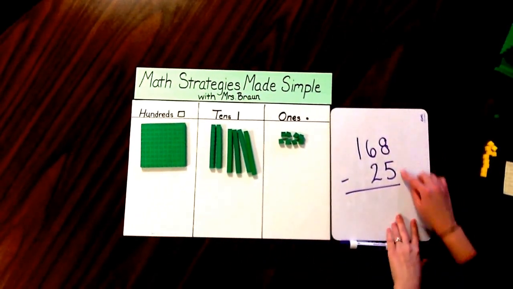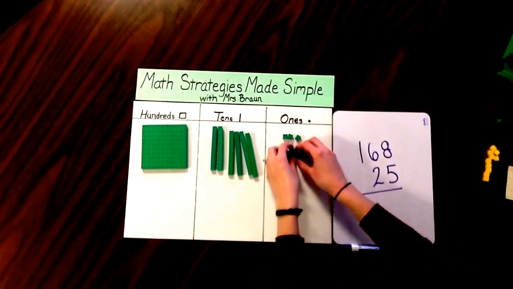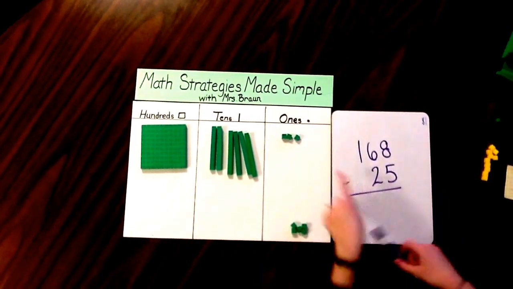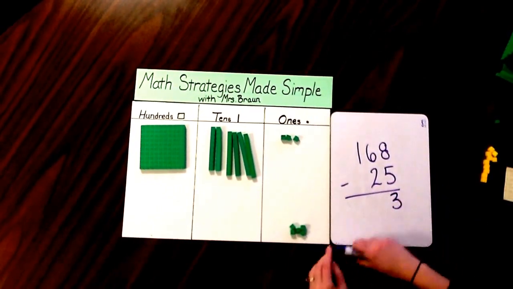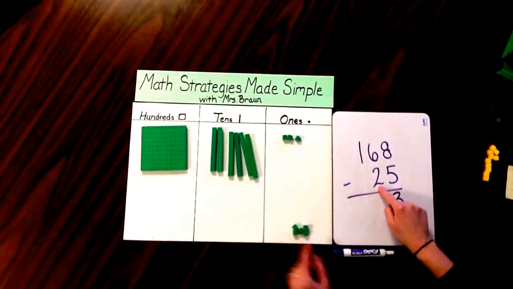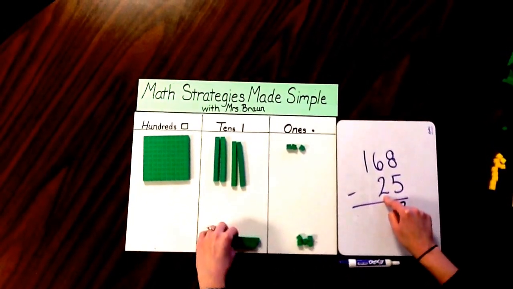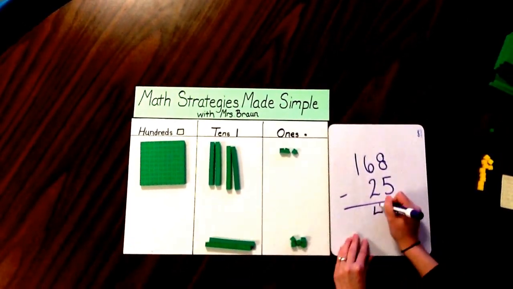So like always in addition and subtraction, I'm going to start in the ones place. So I have 8, and I'm going to take 5 away, which leaves me 3. 8 take away 5 is 3. Then I'm going to move to the tens place and have 6 tens, and I'm going to take away 2 of them. I'm going to take 2 of these tens away. Then that leaves me with 4 tens.